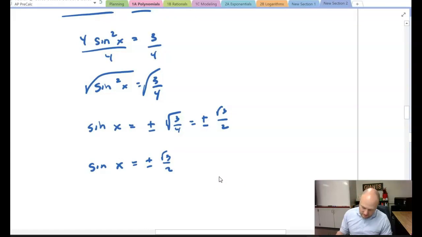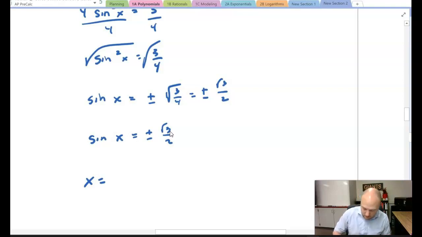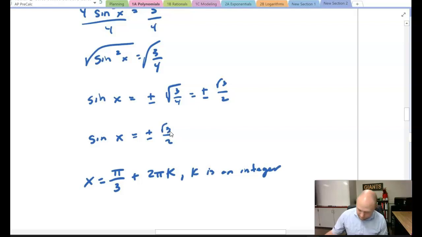But your angles, this is your y value. Where's your y value? Root 3 over 2. This is the pi thirds. Here's my y's, I have a 3 in the numerator, root 3 over 2. So the angle is going to be x is equal to, for the positive angle, pi thirds. And this is going to repeat every 2 pi k, where k is an integer.